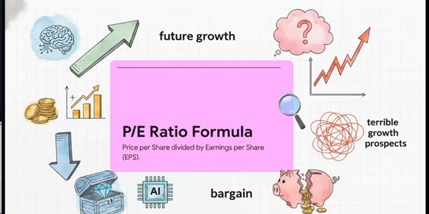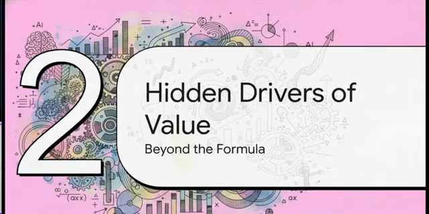But the deeper insight here, a high PE isn't inherently a bad thing. It usually implies the market is expecting massive future growth. Investors are willingly paying a premium today for bigger profits tomorrow. Or it could signal the stock is dangerously overvalued. On the flip side, a really low PE might flag a hidden bargain, or it might just be a dying company. Moving on to Section 2, the hidden drivers of value.